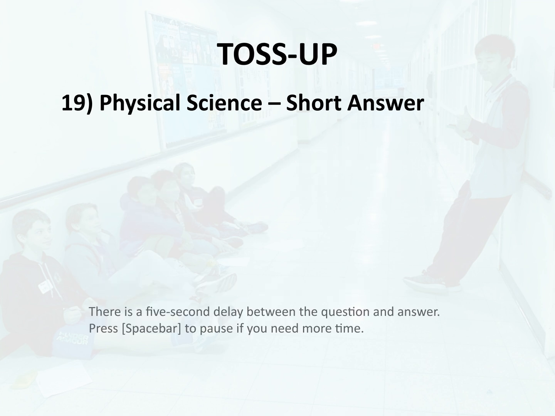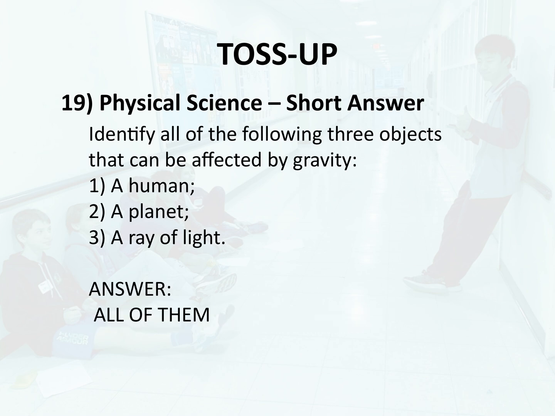Toss-up 19. Physical science, short answer. Identify all of the following three objects that can be affected by gravity. 1. A human. 2. A planet. 3. A ray of light. Answer: all of them.